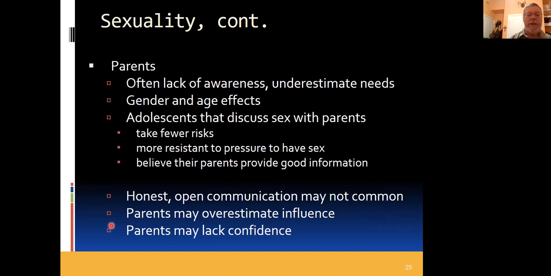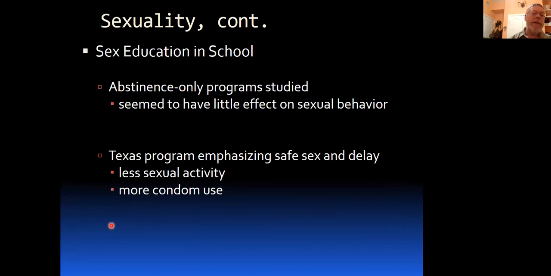Okay, so let's go then to sex education in school. There has been an attempt to provide some sex education in school, and a variety of programs. For the most part, those programs are going to provide simple information about the biological aspects of sexuality.